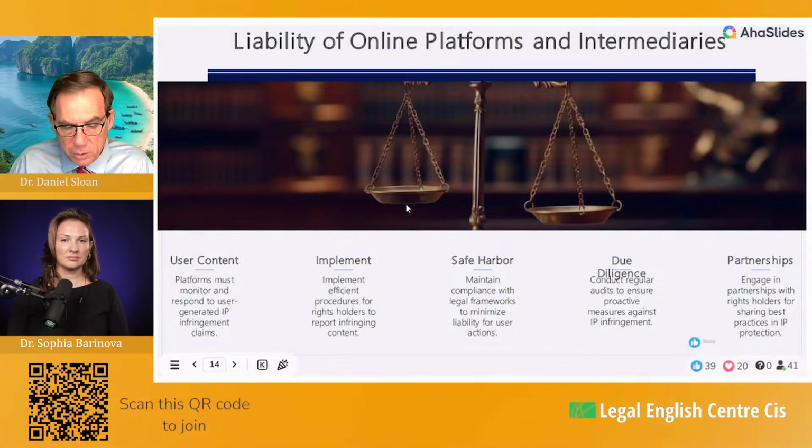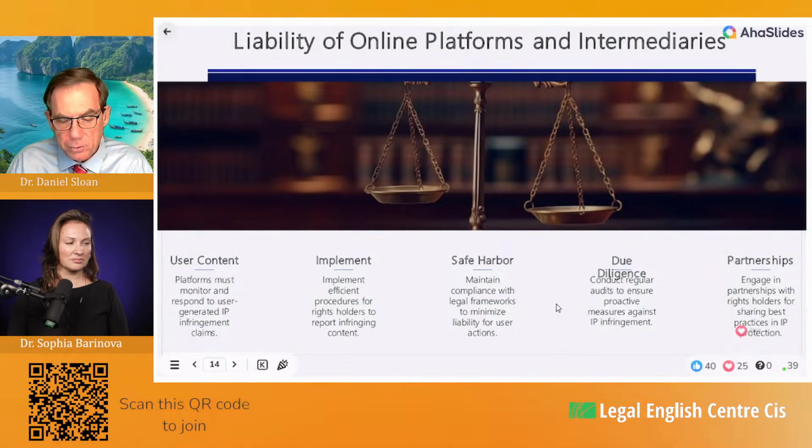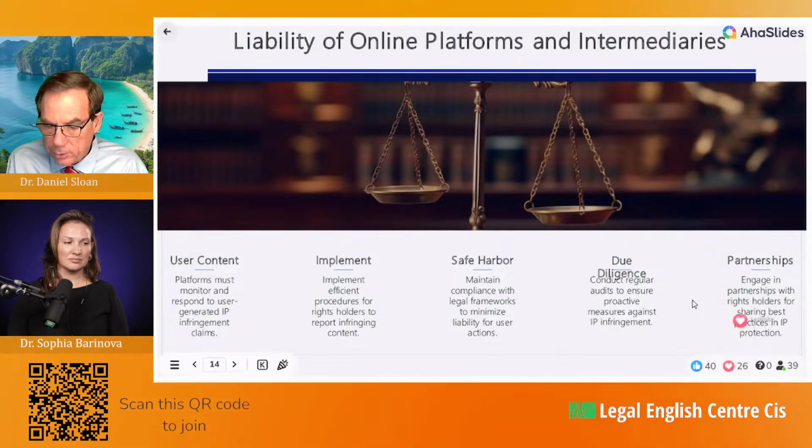Safe harbors: maintain compliance with legal frameworks to minimize liability for user actions, to try to make it safe for people to be on there, for consumers. When you purchase something, you want to make sure that you're covered. And then conduct regular due diligence audits to ensure proactive measures against IP infringement. And partnerships, to engage in partnerships with rights holders for sharing best practices in IP protection.